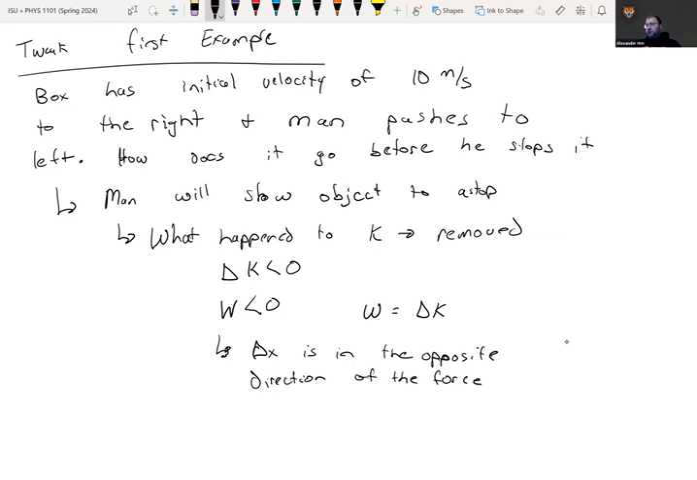Now, that really only works if there's already kinetic energy in the system. You can't have negative work if the system doesn't have kinetic energy. But if it does, you can exert a force on it to slow it down. Okay. And that's the idea.